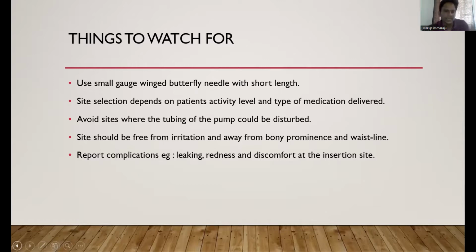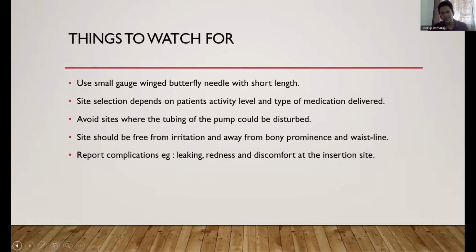Avoid sites where the tubing of the pump could be disturbed. When you connect an infusion pump through the IV cannula or the subcutaneous port, it should be a lengthy tubing so that the tube or the pump is not disturbed. It should not be very close to the patient nor very far from the patient. It should give some comfort so that the patient can turn to the other side. The site should be free from irritation and away from bony prominences and the waistline.